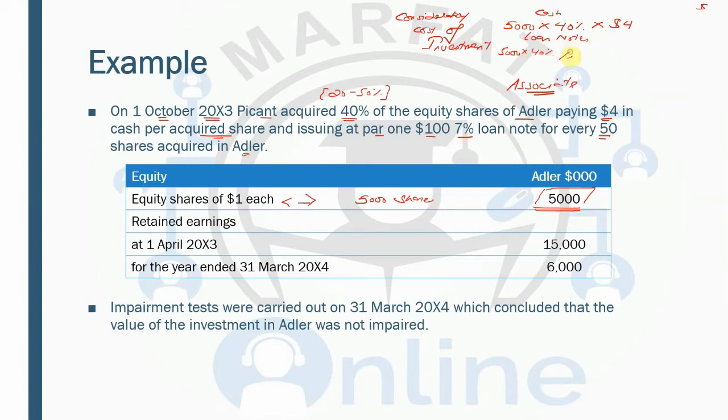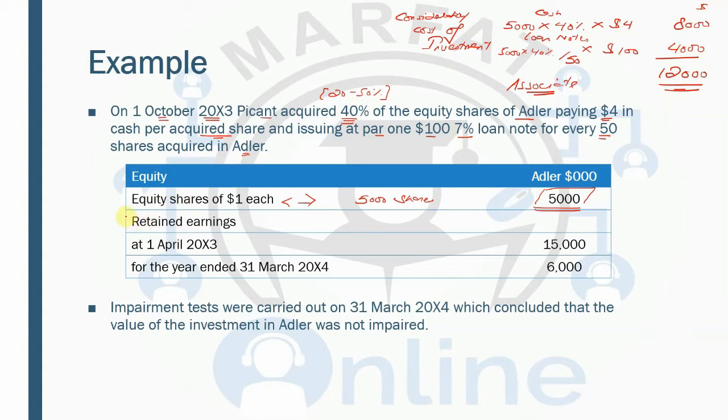So for every 50 shares, a $100 loan note. Now we need a calculator to solve this. So 5,000 into 40% is 2,000 shares, and multiply by $4. So the cash is $8,000. And now we'll calculate the loan notes. So 2,000 shares have been acquired. For every 50 shares, a $100 loan note, which means $4,000. So the total consideration which has been paid by the parent to the associate for acquiring this 40% chunk is $12,000.